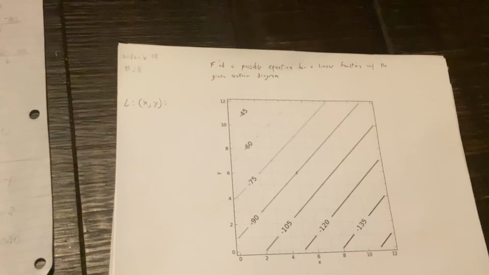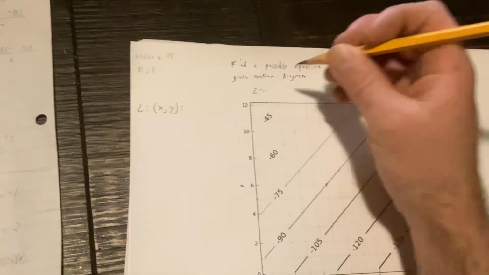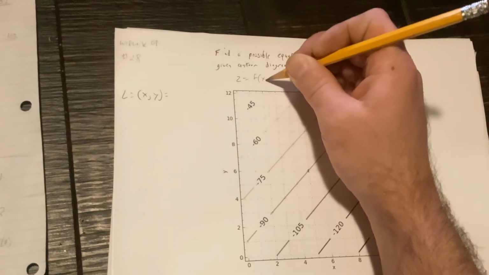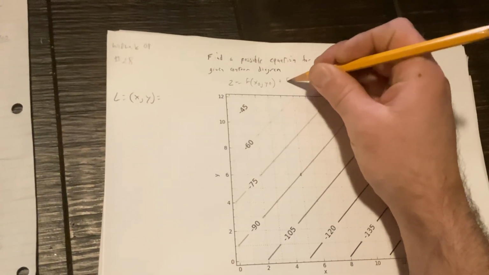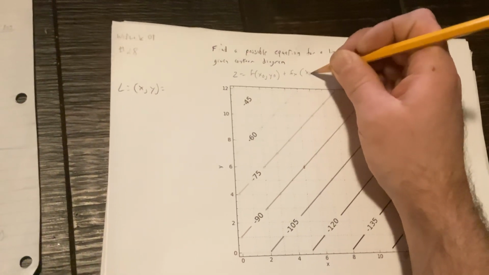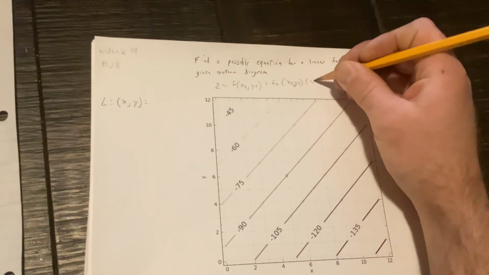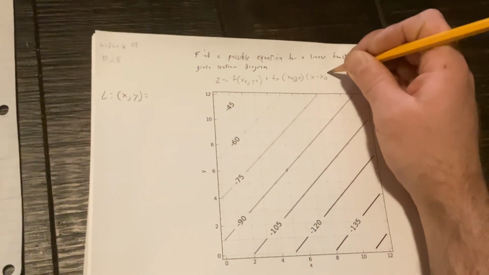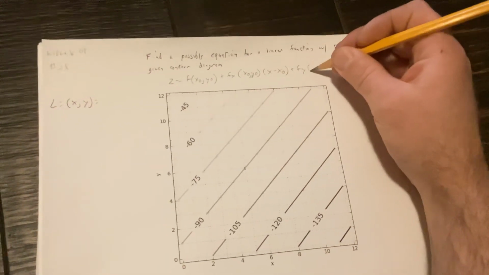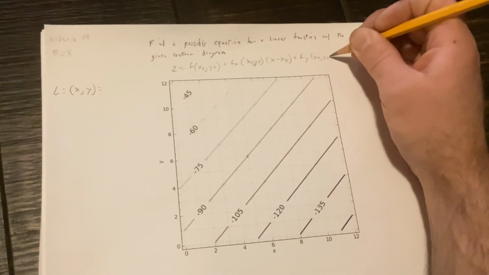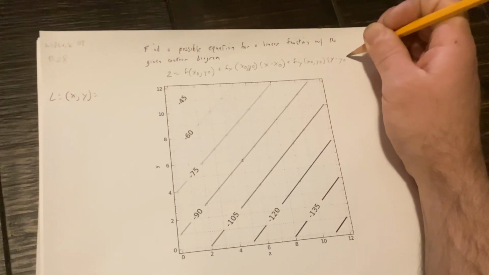So one thing to remember also is our equation of the tangent plane, which is z equals f of (x0, y0), that'll be my starting point, plus my fx, the partial derivative at that point, multiplied by x minus x0, and then the partial derivative fy of my point multiplied by y minus y0.